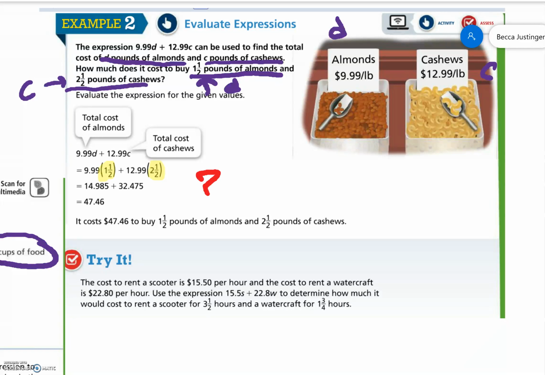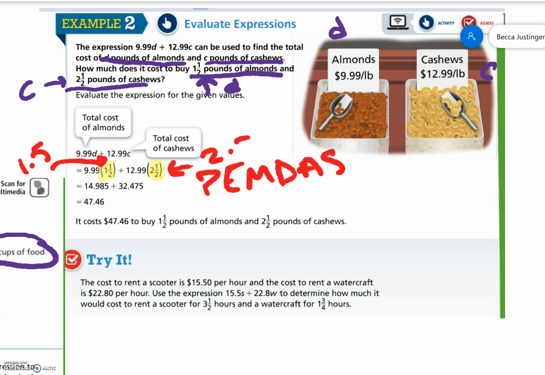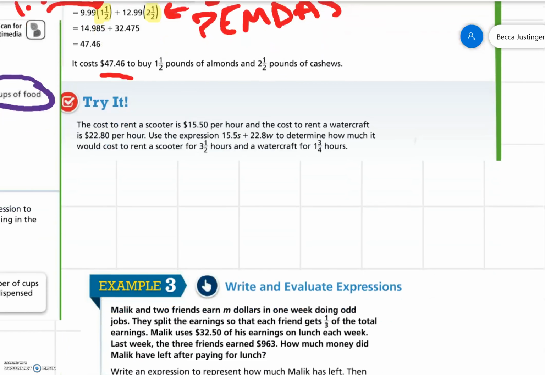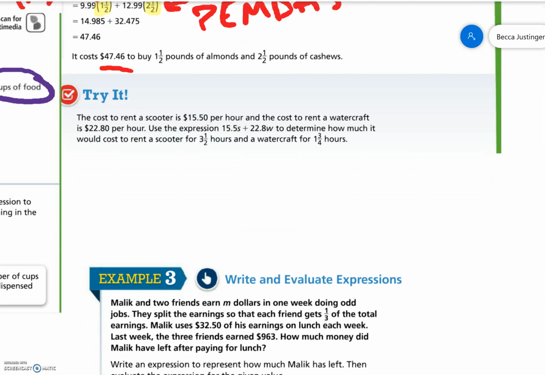Following the rules of PEMDAS, we multiply first. So they multiplied 9.99 times 1.5. Remember, you can change that 1.5 to a decimal and plug it into your calculator. Same with 2.5. Once they multiplied it, then they add it. So it cost $47.46 to buy 1.5 pounds of almonds and 2.5 pounds of cashews. Let's try it. The cost to rent a scooter is $15.50 per hour. Here's that word per. And the cost to rent a new watercraft is $22.80 per hour.